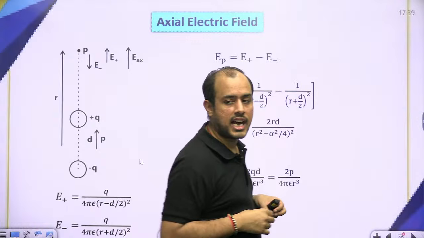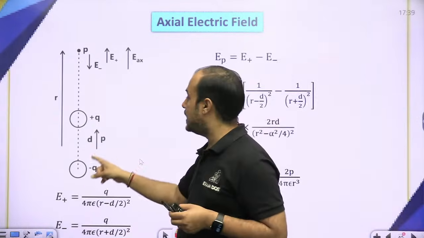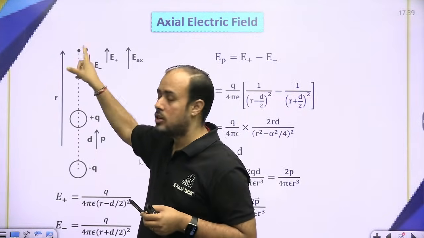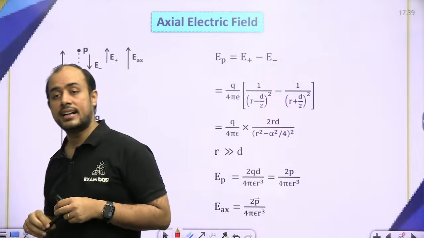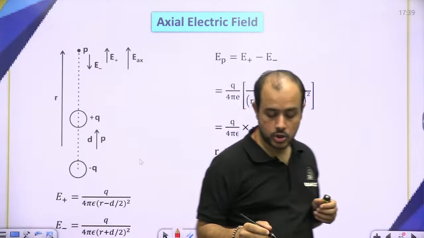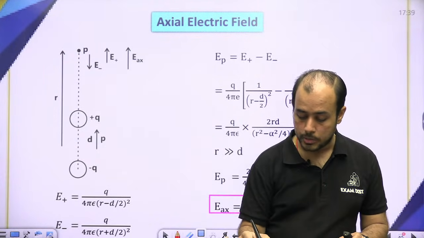Now there are two types of electric field due to a dipole. The one electric field lies along the axis of the dipole. जो dipole की axis है उसी पे point ले रहे हैं. That is called axial electric field, beta. The value is 2 times p vector by 4 pi epsilon r cube.